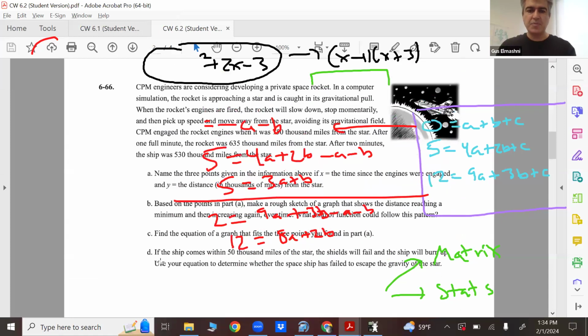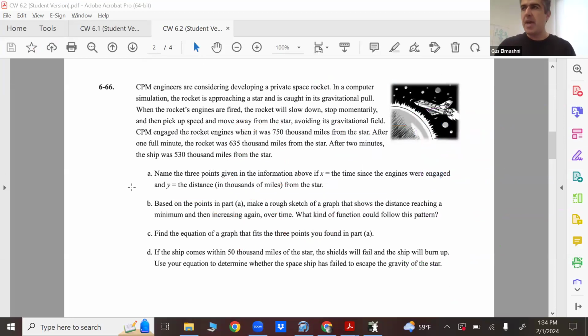All right. Let's look at this again. Now in this case, because it's a word problem, let's not do this by hand. Let's use a calculator and work this out. So CPM engineers are concerned with developing a private space rocket in a computer simulation. The rocket is approaching a star and is caught in its gravitational pull. The rocket's engines are fired. The rocket will slow down, stop momentarily, and then pick up speed and move away from the star, avoiding its gravitational field. CPM engaged the rocket engines when it was 750,000 miles from the star. After 1 full minute, the rocket was 635,000 miles from the star. After 2 minutes, the ship was 530,000 miles from the star. Okay. Name the 3 points if x is the time and y is the distance.